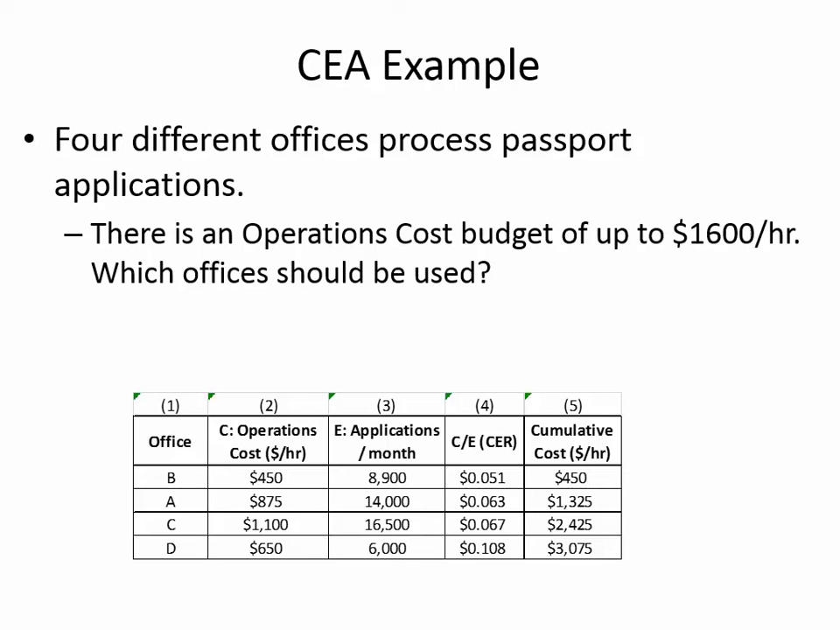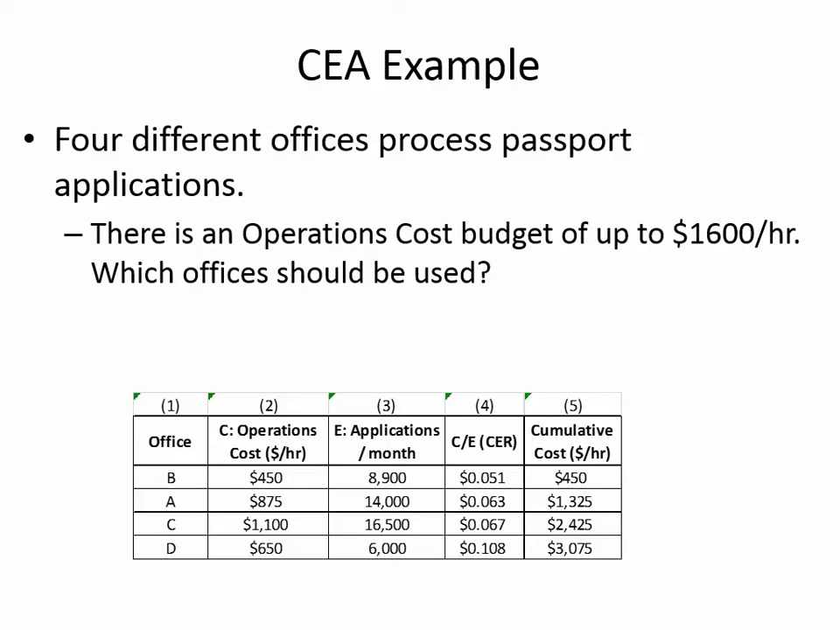And what I'm doing is I'm rationing capital, because we don't have an unlimited budget, so we want to spend our money first on the office that is the most efficient. Like if we have to make cutbacks and we're closing one of the offices, then what we would do is we'd find out what's the cumulative cost for opening office B is just $4.50 per hour.